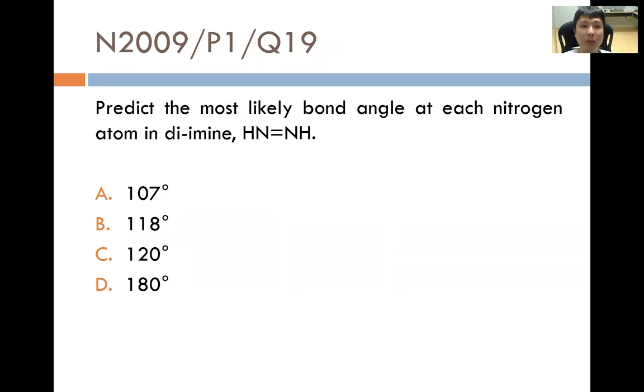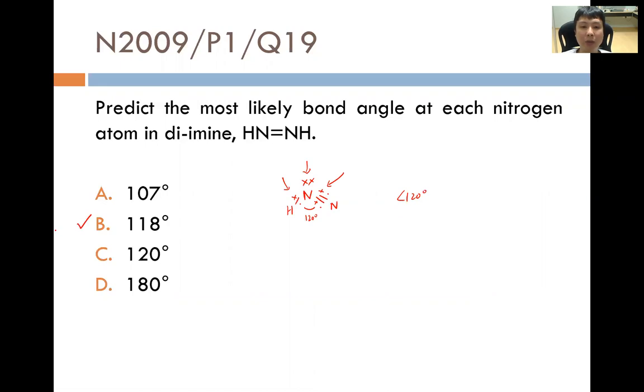Okay, so question November 2009, paper 1, question 19. Predict the most likely bond angle at each nitrogen atom in diimine. So nitrogen is in group 5. If you were to look at the number of electron domains around this central nitrogen atom, it's actually a total of 3 electron domains: 1, 2, and 3, for a basic geometry of trigonal planar, which is supposed to be 120 degrees. However, because of the stronger lone pair bond pair repulsion, it will cause this bond angle to be compressed to be smaller than 120 degrees so that it minimizes the lone pair bond pair repulsion, and therefore the bond angle would be on the order of about 118 degrees.